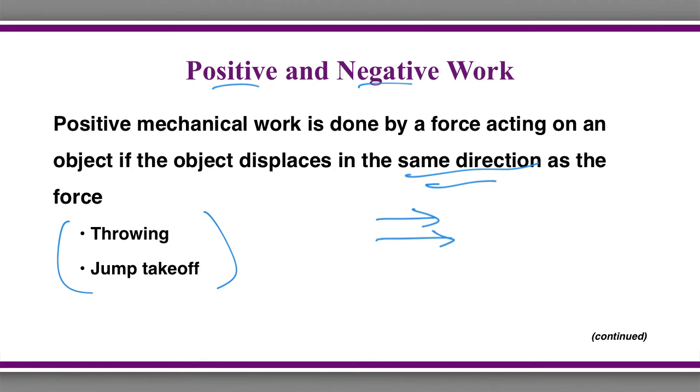Same thing in a jump takeoff. Your muscles are imparting a certain force that is going to propel you in some direction. Usually if it's your entire body jumping off the ground, that is going to be your ground reaction force that is aiding you in propulsion. So the force that is placed on you as well as your displacement should be going in the same direction.